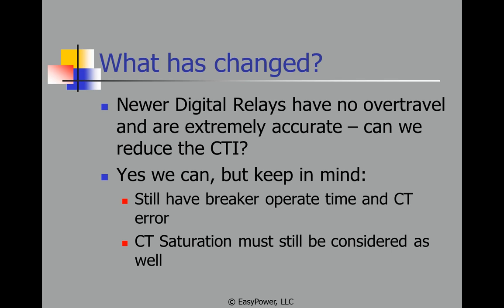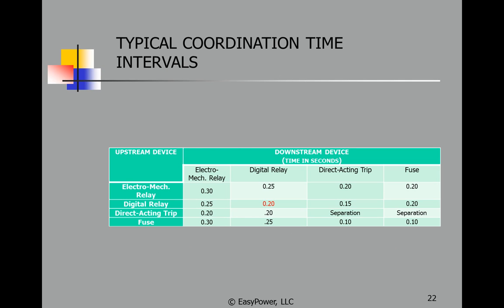So in terms of the 0.3 to 0.4 seconds, has anything changed? Well, we now have digital relays that are extremely accurate. They have no overtravel. So we can probably reduce this coordination time interval, but you still have the same breaker operating time issue, and you still have CT error, and in the extreme case, you have CT saturation, and that's probably another webinar. But if you put all that together, there are no hard and fast rules on this, there's no code, there's only some consensus within the industry of what values are appropriate.